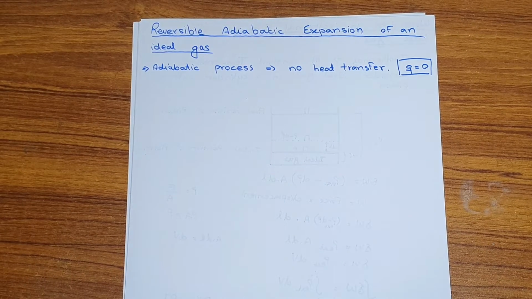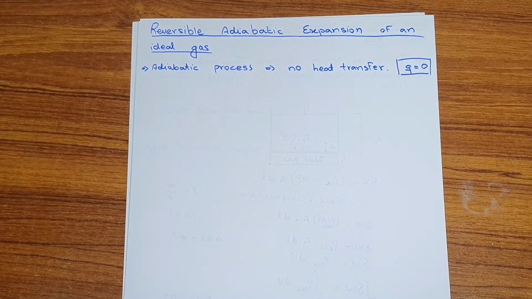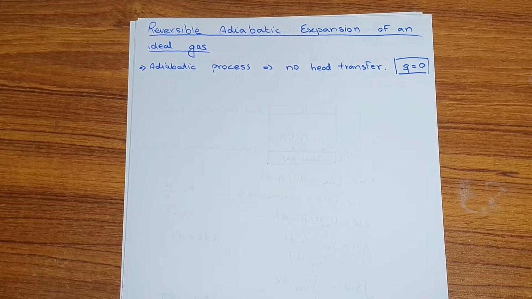Assalamu alaikum students. The topic of today's video is reversible adiabatic expansion of an ideal gas. So first of all, you know that an adiabatic process is that process in which no heat enters or leaves the system. So I can say that there is no heat transfer in an adiabatic process. So in adiabatic expansion, Q will be equal to 0.